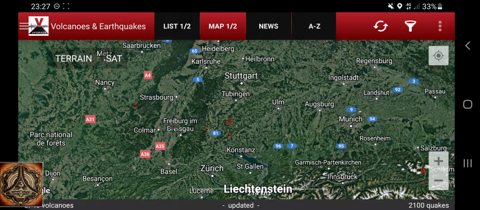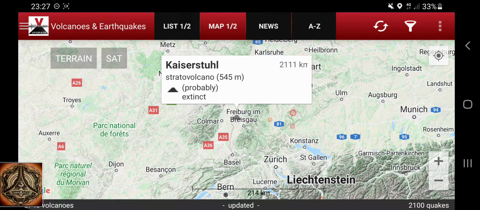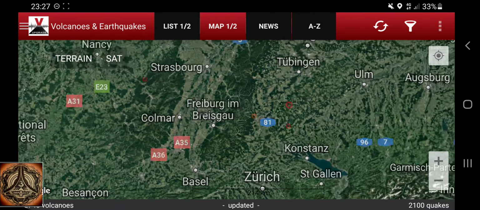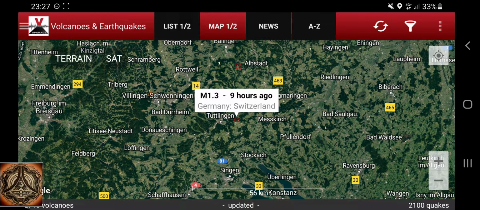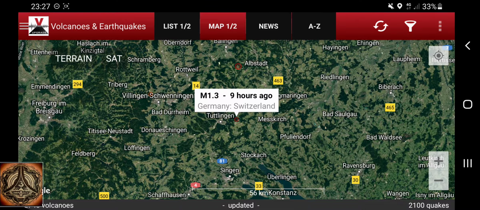Yeah, hi. Some earthquake watch and comparisons. I want to talk about this region here, the Albstadt region, I call it. We have the Kaiserstuhl volcano beside it. So, the three quakes happened. Germany, Switzerland. Okay, Germany, Switzerland, whatever that means. It's obviously in Germany.